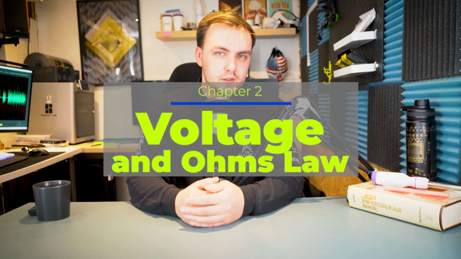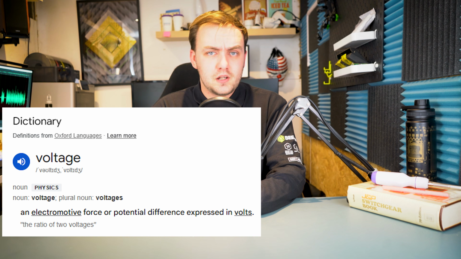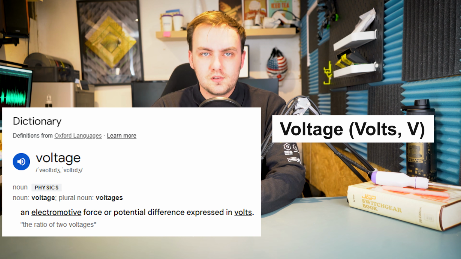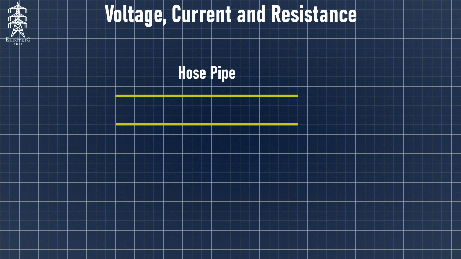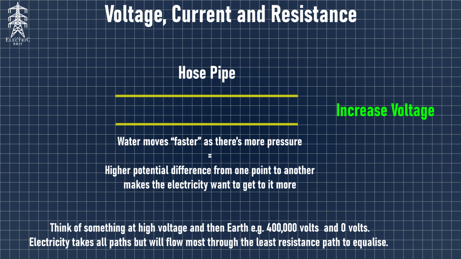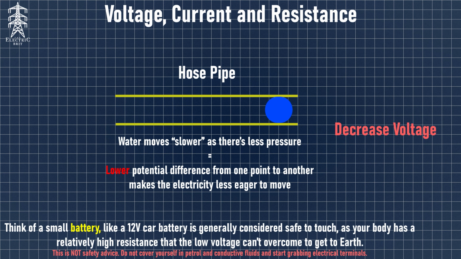So we just mentioned voltage, but what actually is voltage? Well, voltage, or electrical potential difference, is measured in volts and represents the difference in electrical potential between 2 points. In simple terms, you can think of it like water pressure in a hose. More volts means more pressure, so the water wants to go through the hose faster. A higher potential difference between 2 points means the electricity wants to get to that point more, and will flow the most through the path of least resistance, but will take all paths to equalise.